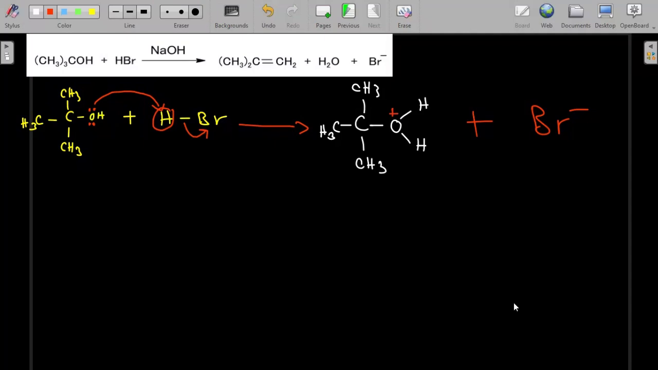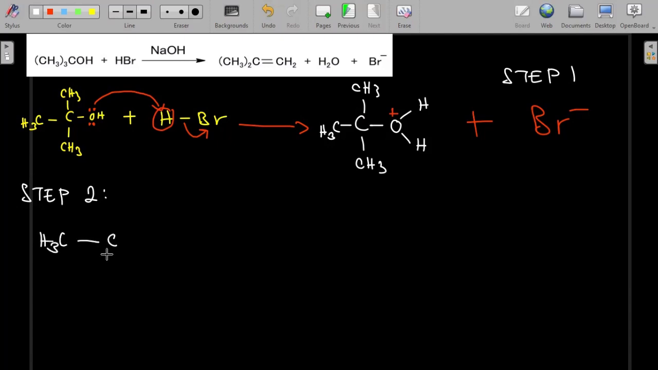So that was step one. I forgot to write it here. So step one was the protonation of this OH to make it a better leaving group. So what we've done here is we've made it a better leaving group. And then step two is going to be the loss of the water, or the loss of the leaving group.